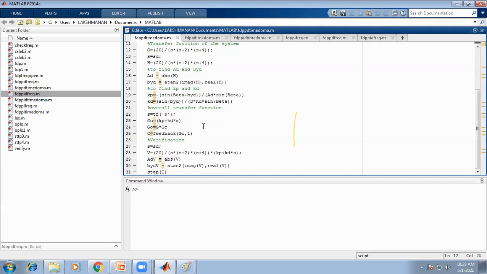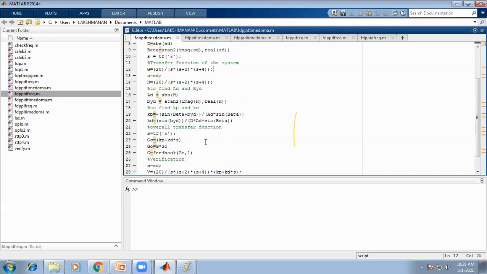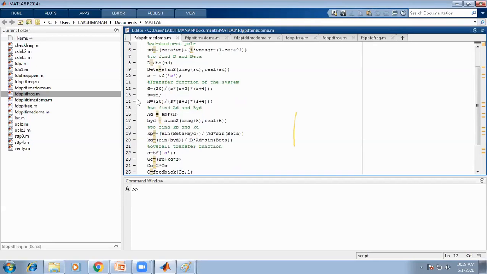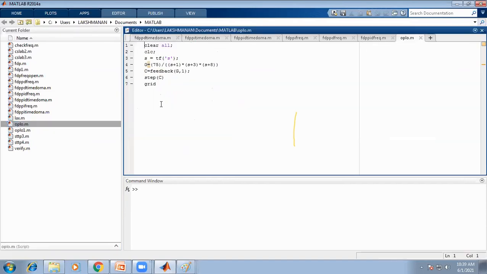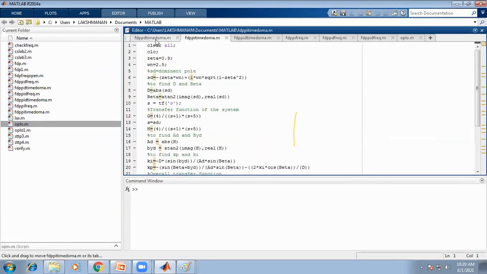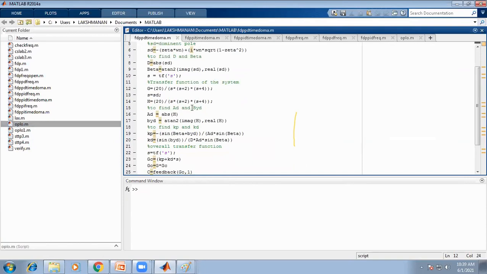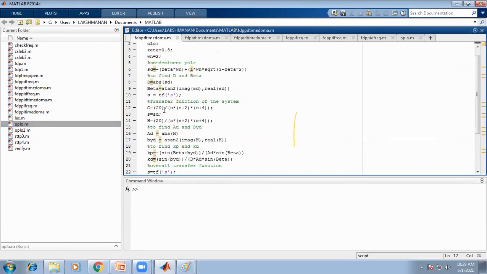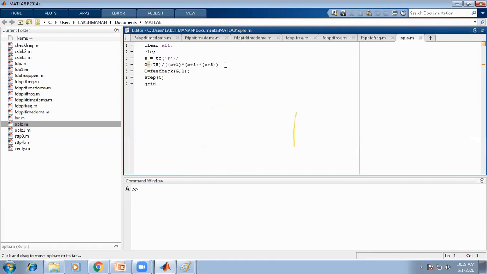Before executing this program, I'm going to verify whether my system is stable or not, meaning whether it achieves the final value or not. I have a MATLAB coding. Let me check. What I told, yeah, this program. Now I'm checking without feedback. Without feedback, I'm checking the step response of the system. Now I'm executing.